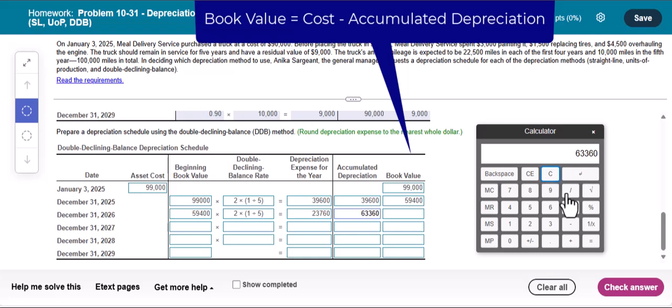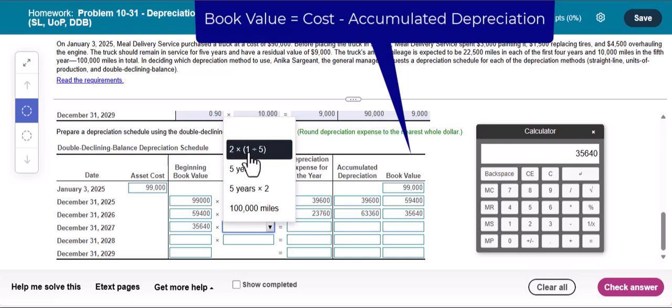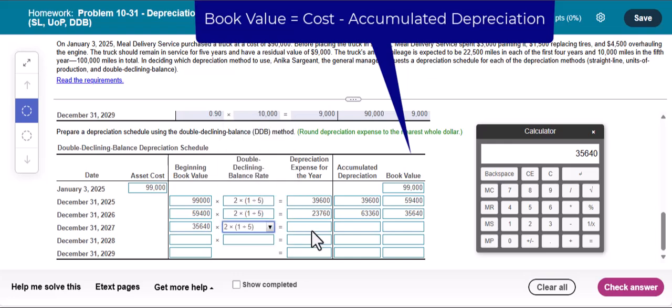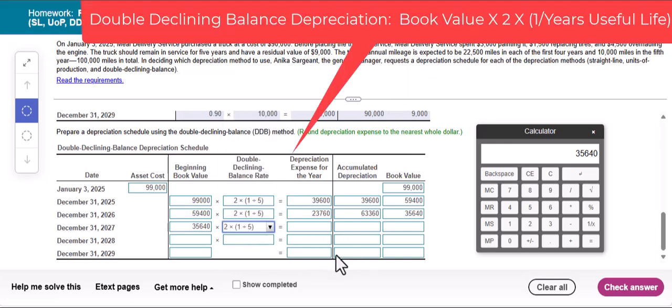And that's going to give us our new book value here. So that's 35,640. And then that is also going to be our beginning book value at the beginning of 2027 here next. So we'll go ahead and input that there. And then 2 times 1 divided by 5 again, that's just that rate, since we are depreciating this over 5 years.